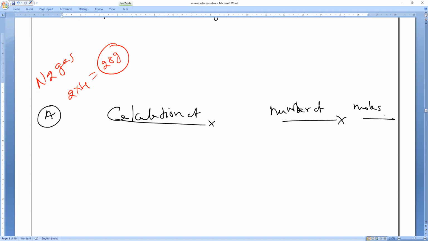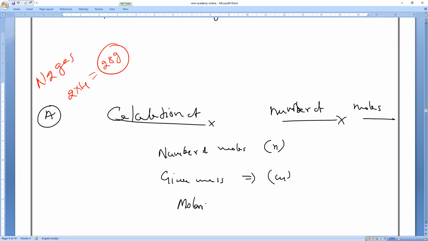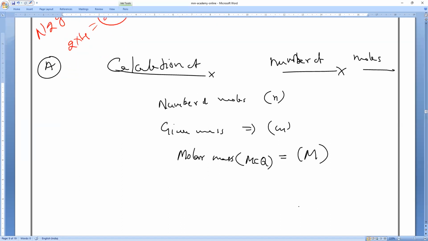Number of moles. So what is the formula? Listen, everybody. Number of moles will be represented with a small n. Next, given mass will be represented with a small m. Next one, molar mass. Molar mass will be represented with a capital M. Learn these notations, everybody. Number of moles, small n. Given mass is small m.